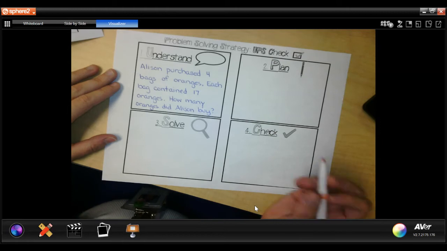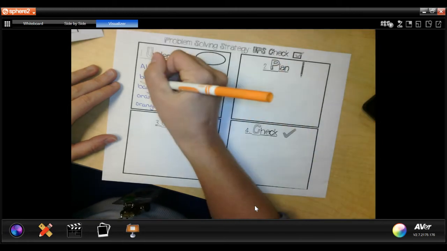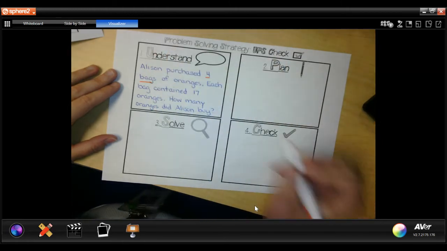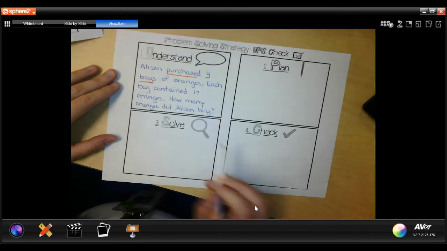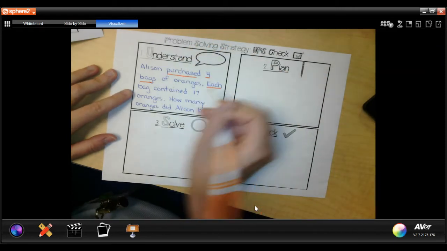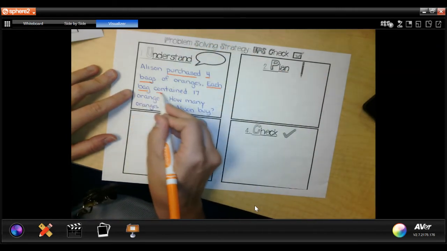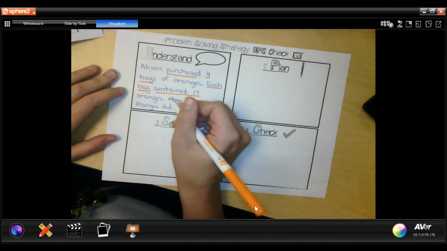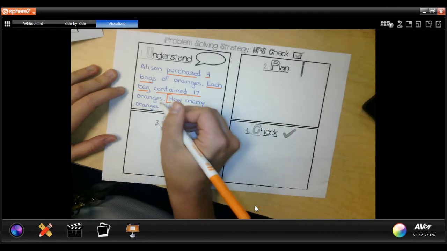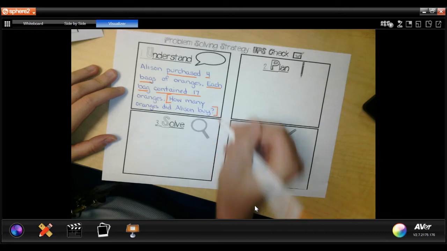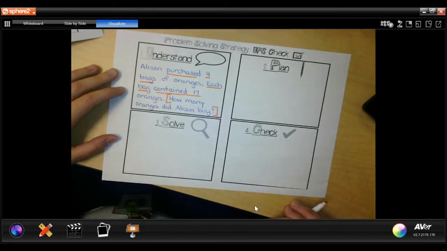First, I want to make sure I note what's important. 4 bags is important because that's what she purchased. And each bag contained 17. My question is, how many oranges did Allison buy? And I bracketed that so I know what's important.